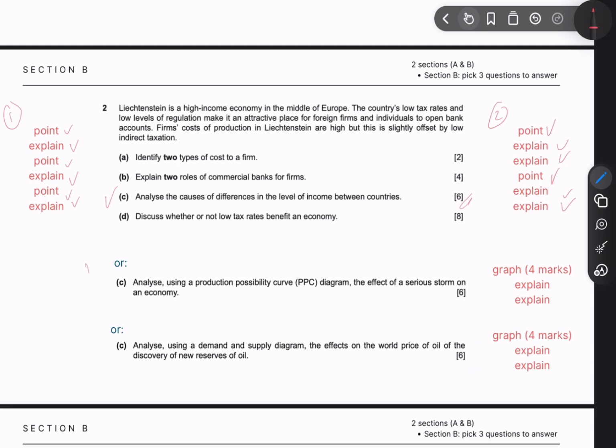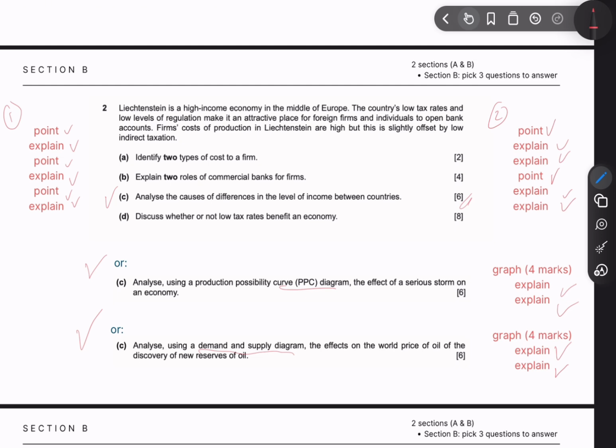Part C can also be a graph question, which is either PPC or demand and supply diagrams. So make sure that you're familiar with these two, especially the demand and supply graphs, as they're also asked in Section A. But in Section B, they will also ask you to give an explanation that is worth up to 2 marks, as you can see here. And the explanation will usually just be the effect of whatever is happening in the question. And if you want me to go into this, I can make a separate video.